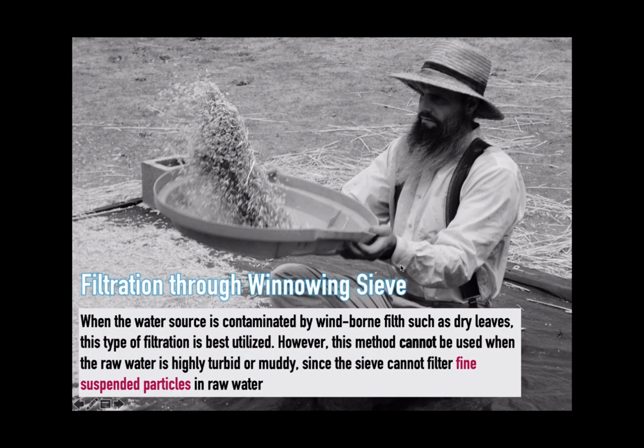There are many different ways to do the filtration. The first one is through a winnowing sieve. When the water source is contaminated by wind-borne filth, such as dry leaves, this type of filtration is best utilized. However, this method cannot be used when the raw water is highly turbid or muddy, since the sieve cannot filter fine suspended particles in raw water.